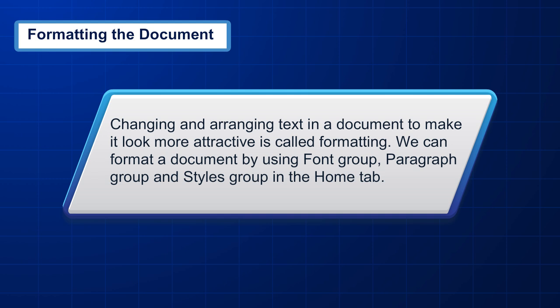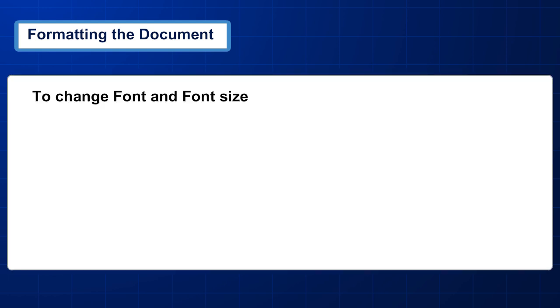Formatting the document. Changing and arranging text in a document to make it look more attractive is called formatting. We can format a document by using the Font Group, Paragraph Group and Styles Group in the Home tab. To change font and font size: by default, the font is Calibri and font size is 11.